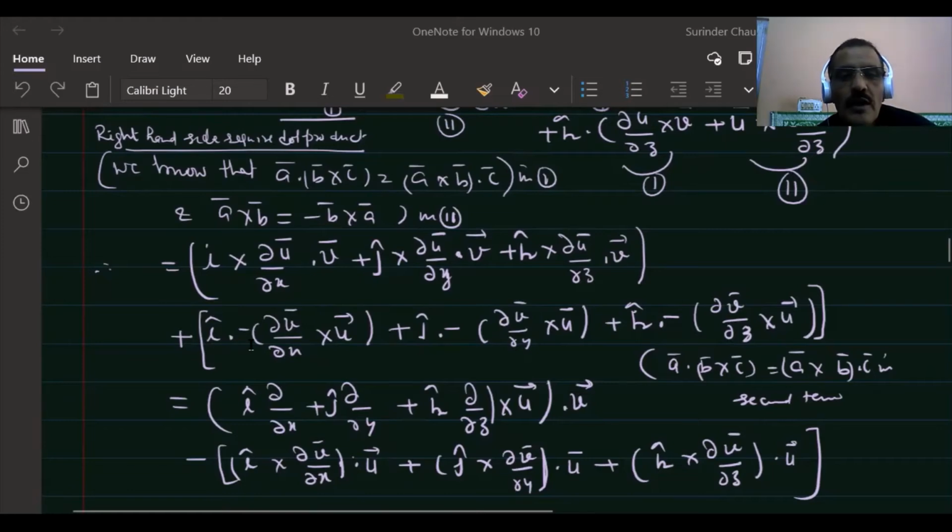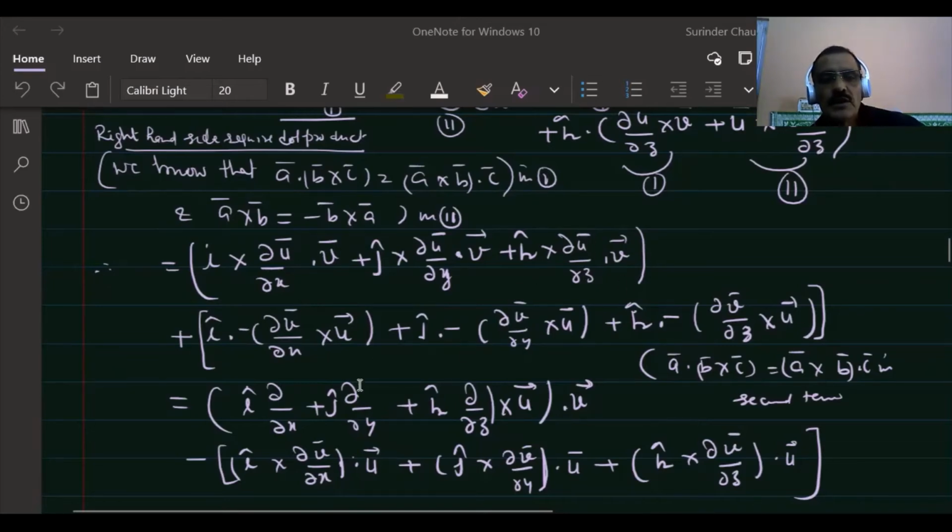So this is equal to iota partial with respect to x. This is dot, and this is a cross product here. Cross is here, cross is here, cross is here. Dot is outside, so we are left with iota partial with respect to x cross u vector plus the other terms. The cross u vector is taken out. We are left with iota partial x plus j partial y plus k partial z, cross u, and dot v is common from here.